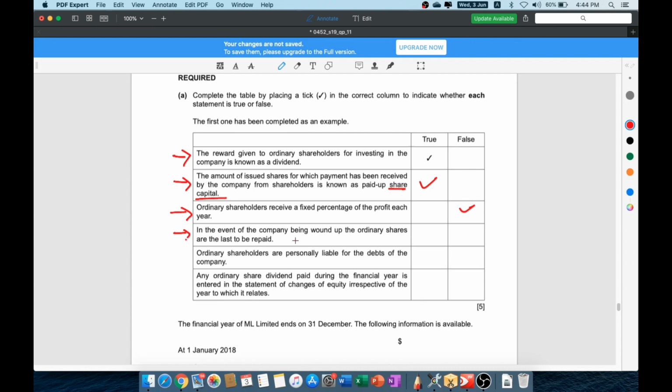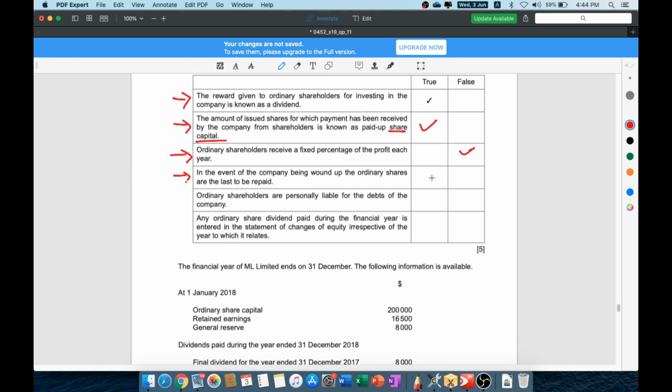Next one. In the event of the company being wound up, the ordinary shares are the last to be repaid. That is right, because firstly, the preference shareholders are paid. That is why their cut of the profit or the dividend, or whatever amount they're owed, is fixed. And when they're paid, then ordinary shareholders are paid, and that is why the cut of the profit of the ordinary shareholders is not fixed. It may vary. It may be more than the preference shareholders, maybe less. So that is correct.